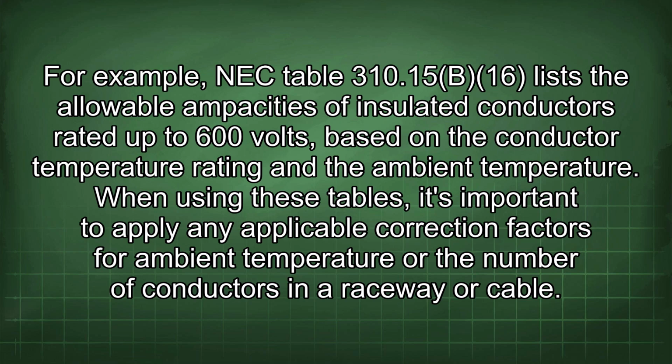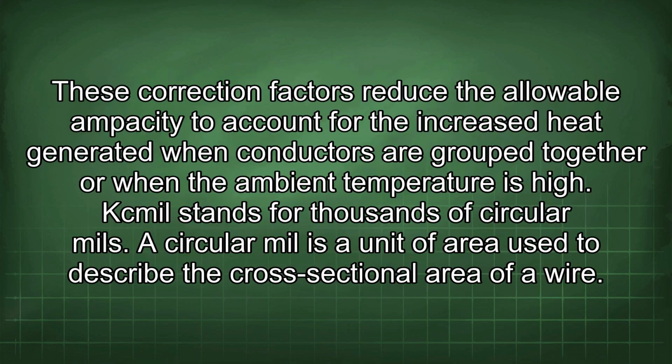For example, NEC Table 310.15(B)(16) lists the allowable ampacities of insulated conductors rated up to 600 volts, based on the conductor temperature rating and the ambient temperature. When using these tables, it's important to apply any applicable correction factors for ambient temperature or the number of conductors in a raceway or cable. These correction factors reduce the allowable ampacity to account for the increased heat generated when conductors are grouped together or when the ambient temperature is high.